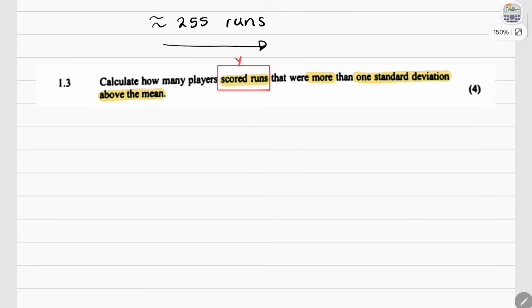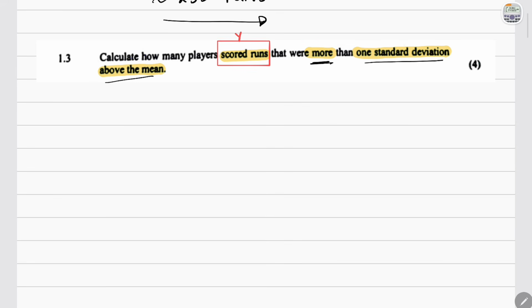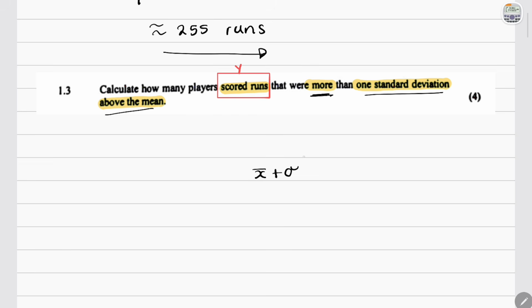And let's see. They say how many. We just need to count the number of players where their runs were more than one standard deviation above the mean. Let's understand what one standard deviation above the mean looks like. So you're looking at the mean and you're going a standard deviation above the mean. So that's the mean plus a single standard deviation. For example, if they said 2 standard deviations above the mean, then you'd say mean plus 2 standard deviations, okay? But in this case, it was just 1. So this is a standard deviation above the mean, okay?